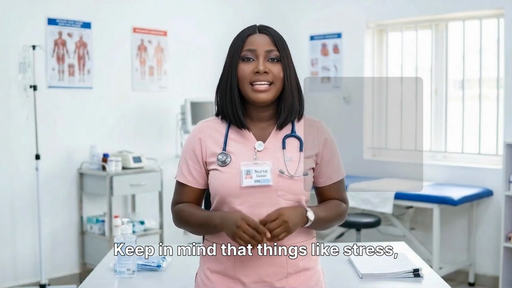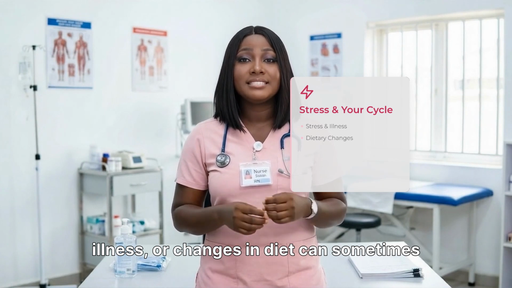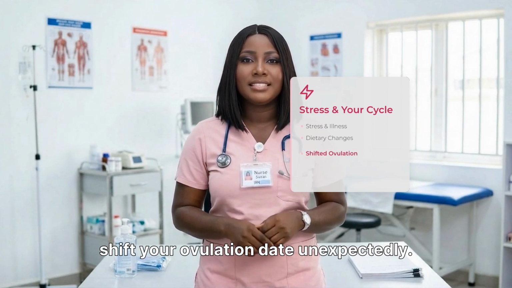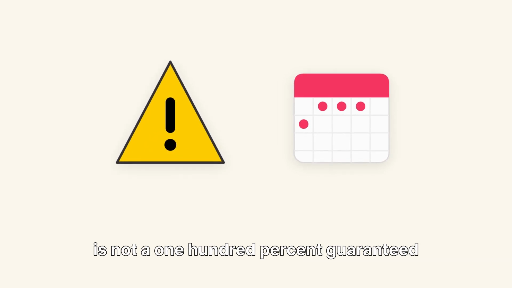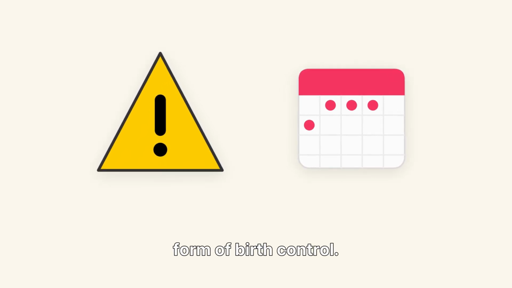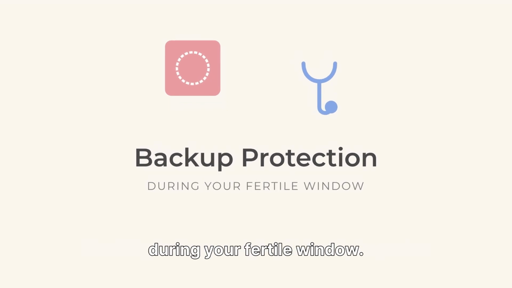Keep in mind that things like stress, illness, or changes in diet can sometimes shift your ovulation date unexpectedly. The rhythm method or safe period calculation is not a 100% guaranteed form of birth control. If you are not trying to conceive, it's always wise to use additional protection during your fertile window.